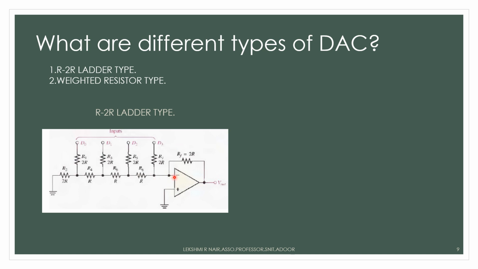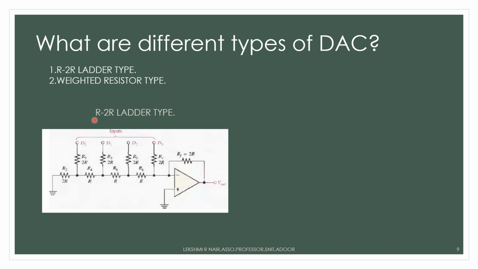At the input of the op-amp, there is a resistor network like this. This resistor network is a ladder type network. It resembles a ladder. So this circuit is known as R2R ladder type.